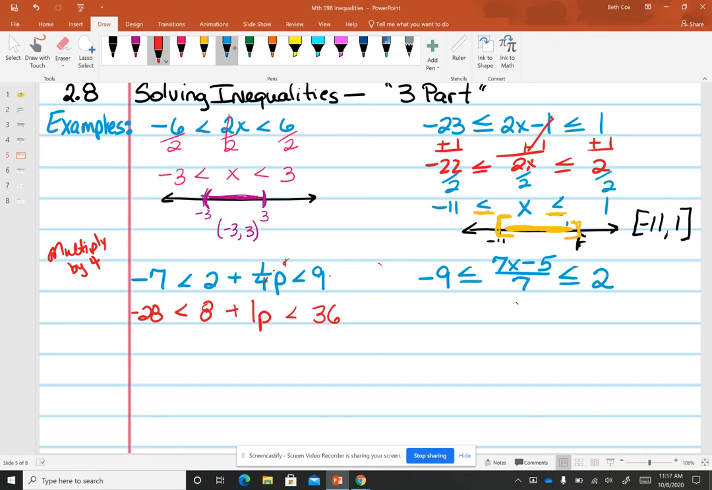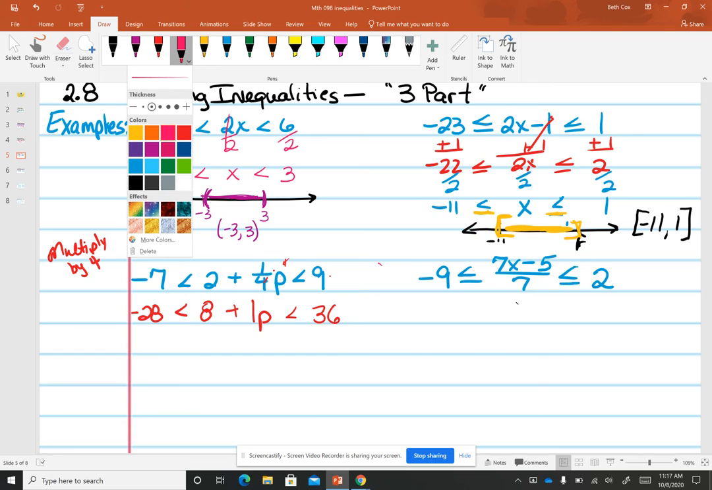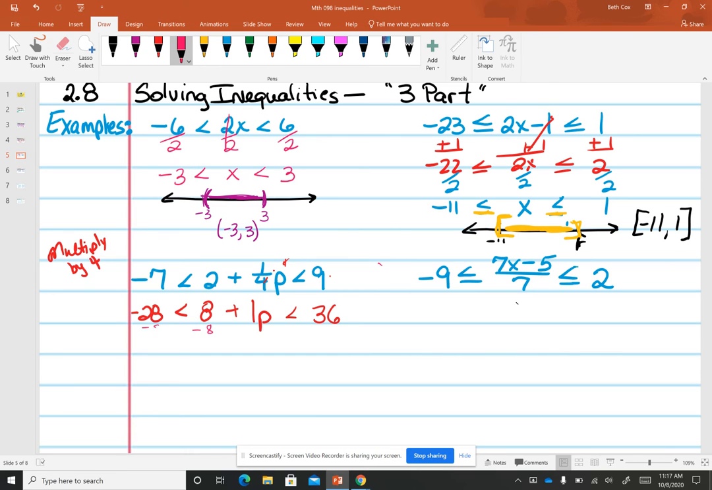And again, I'm going to solve for p. I'm going to subtract 8 in the middle. I'm going to get p by itself in the middle. So I subtract 8 here. I've got to do it in the other 2 places as well. So this will give me -36, and this will give me 28.